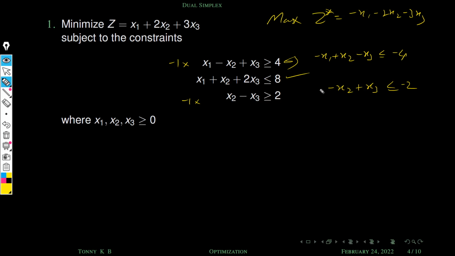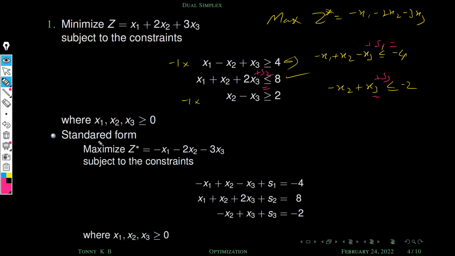Next you have to add the slack variables. Here plus s1, here plus s2, here plus s3. So these become equations, so equal to. You can write it like this: maximize z star equal to minus x1 minus 2x2 minus 3x3 subject to the constraints minus x1 plus x2 minus x3 plus s1 equal to minus 4, and x1 plus x2 plus 2x3 plus s2 equal to 8, and minus x2 plus x3 plus s3 equal to minus 2.